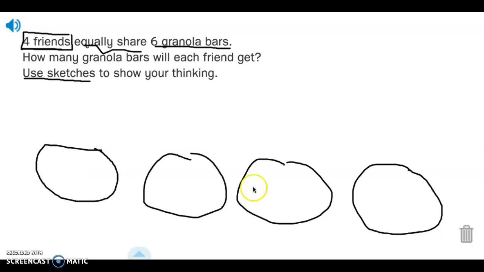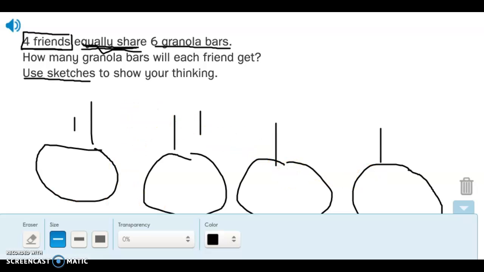Can I give everyone a granola bar? 1 granola bar, 2, 3, 4. Oh, wait. 5, 6. Did everyone get an equal share if I started getting out granola bars? No, look, friend 1 and 2 got 2 granola bars, and friend 3 and 4 only got 1. So that is not going to work.